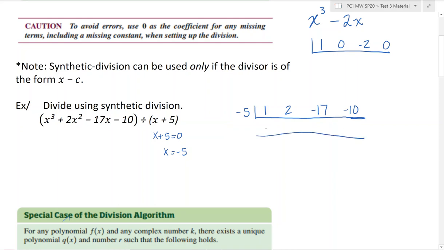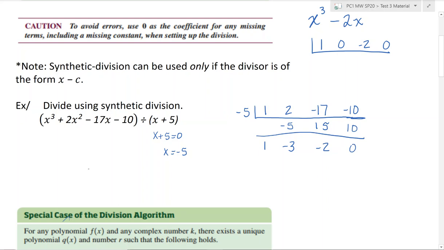Now, here we go. We're going to carry down the 1. 1 times negative 5 is negative 5. And 2 plus a negative 5 is negative 3. That's one full cycle of this. You're just multiplying up and combining down. So negative 3 times negative 5 is 15. Combined is negative 2. Multiply up is a positive 10. Combined down is a 0.